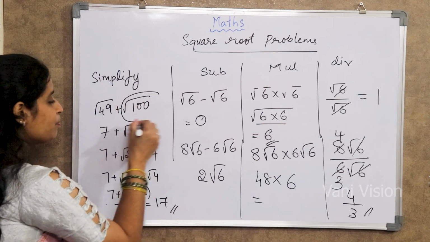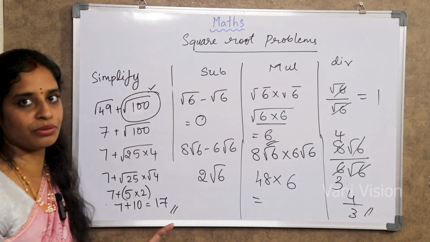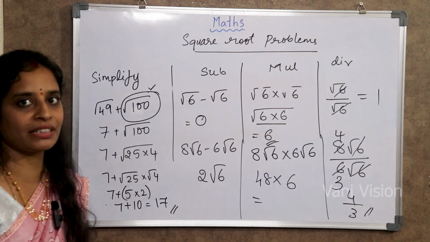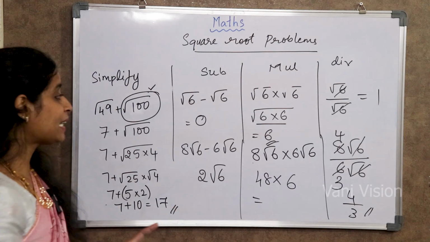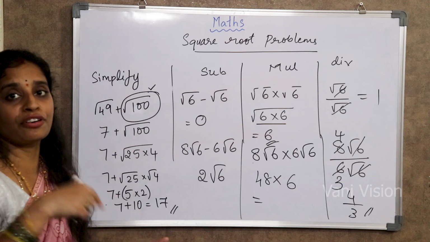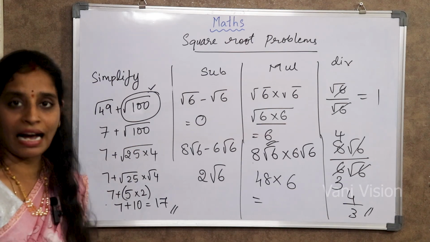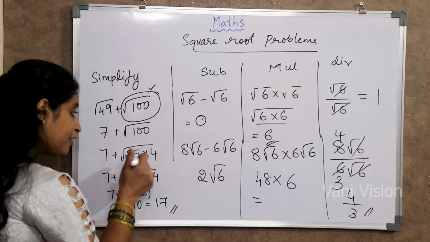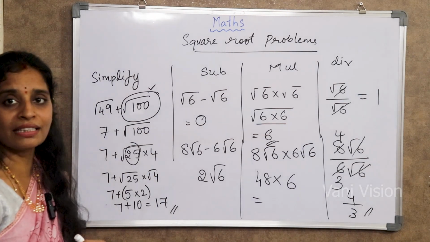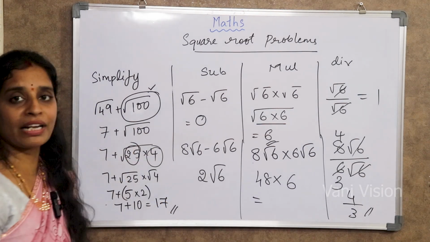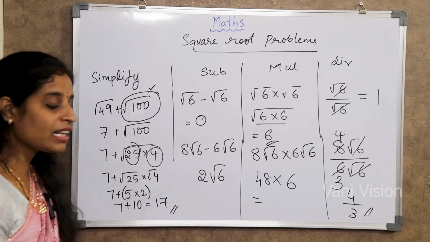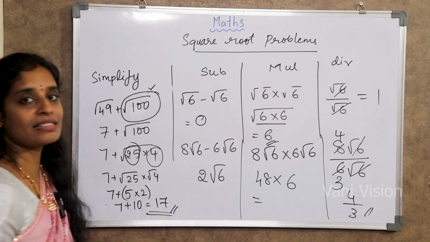See, 100 is not a perfect root. 100 does not have a perfect square root. But we can write it like this, right? 25 fours is how much? 100, right? Then 25 has a perfect square root, right? Then 4 has a perfect square root, right? By simplifying, we can easily find out the answer over there.